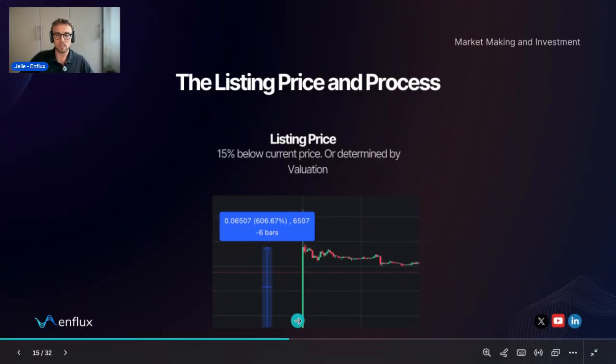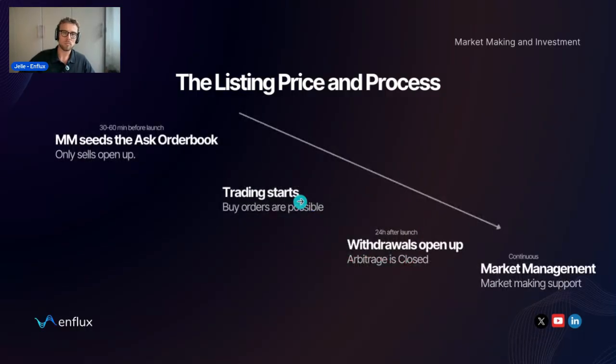So whenever you see this on a launch of a token, it doesn't mean there's enough buying demand, but it does mean that the opening price is lower than where the liquidity is placed. Actually, 30 to 60 minutes before the launch, the market maker is able to fill up the order books already. Why is that important? Because the moment the market opens up to the public, there need to be orders in the order book so people can actually trade. Otherwise, it's a really bad trading experience.